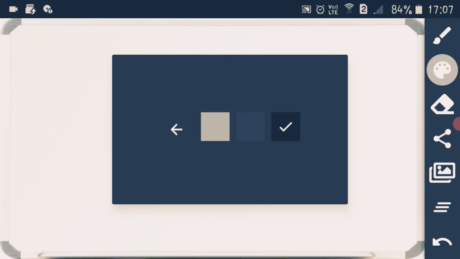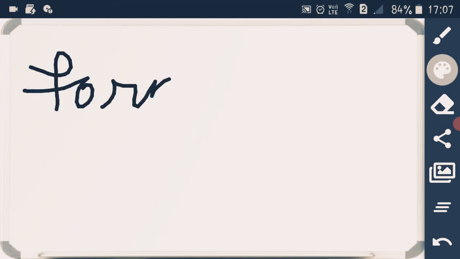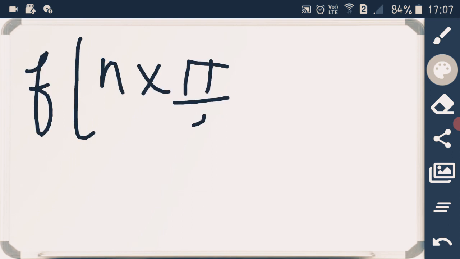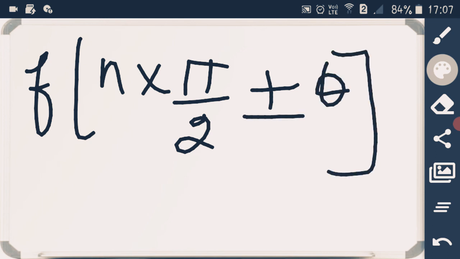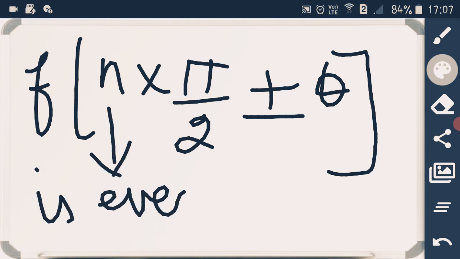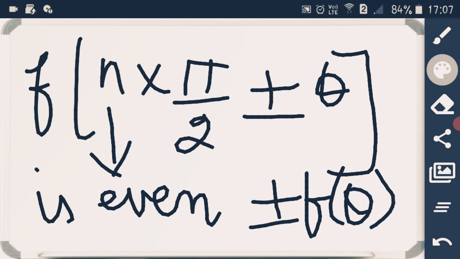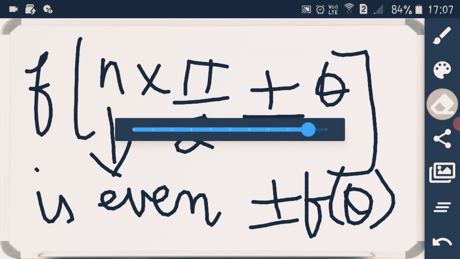Now there is a formula, you need to remember this formula. The formula is f of n into pi by 2 plus or minus theta. This is your formula. I'll tell what these are. Suppose n is even, then the formula will be plus or minus f of theta. Clear?